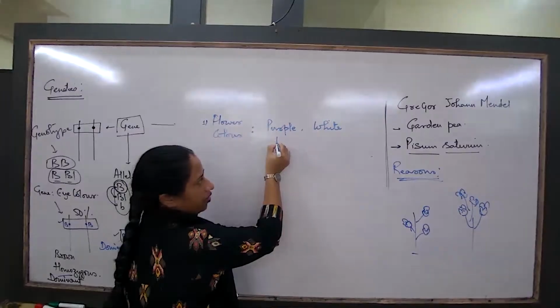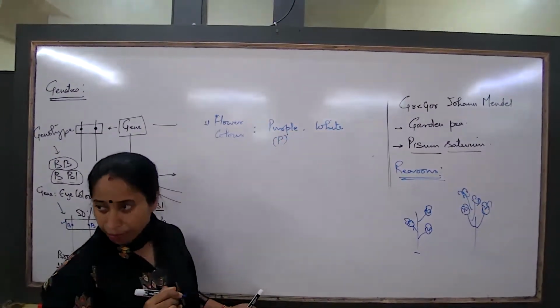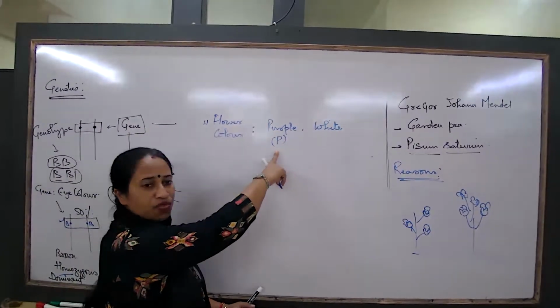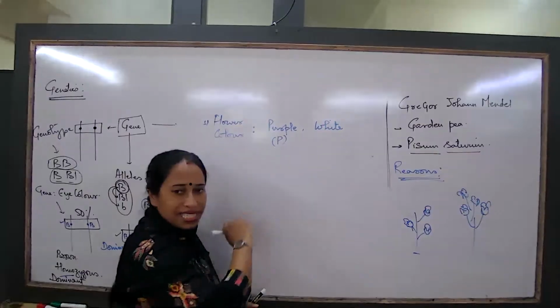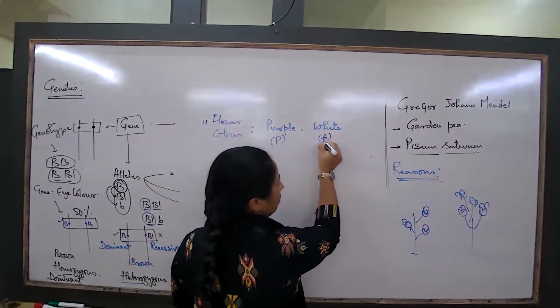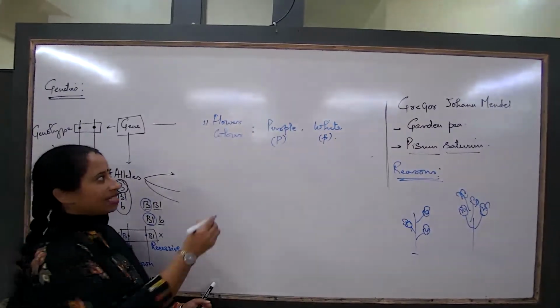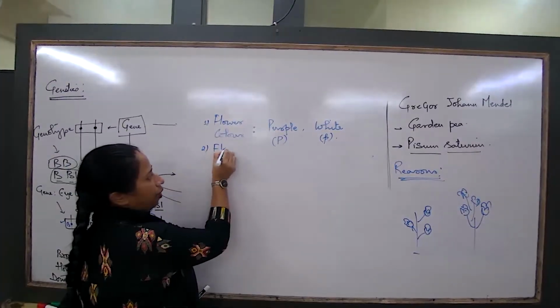For purple, we will write capital P. For white, what should we write? W? No, we should not write W. Whatever letter is used for the dominant, the lowercase of that same letter is always written for recessive. So for white, it will be small p. Purple, white. Let us continue with the table. Number 2, flower position.